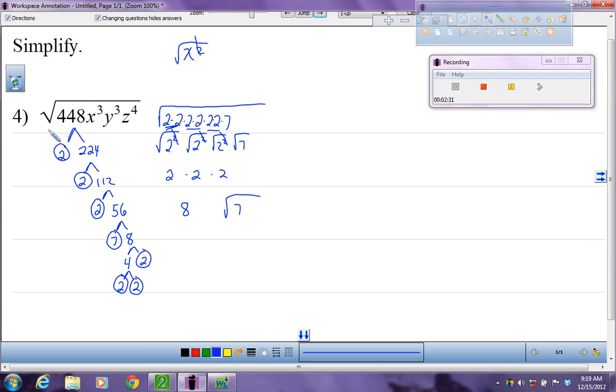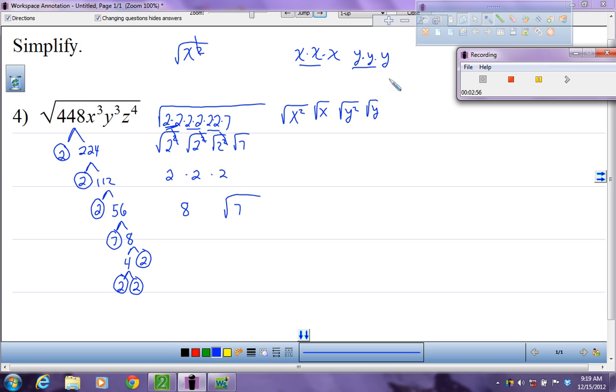Okay? As far as the letters are concerned, I can do the same thing. Remember that I have 3 x's right there, right? So I can rewrite that as x squared and then my x. I have 3 y's. I can rewrite that as y squared and an extra y. And I have 4 z's. 1, 2, 3, 4. I can rewrite that as z squared and another z squared.